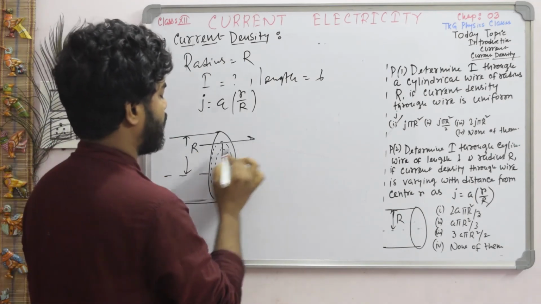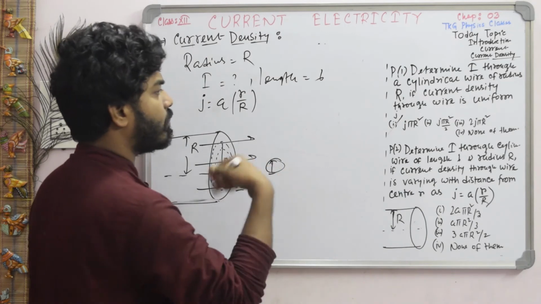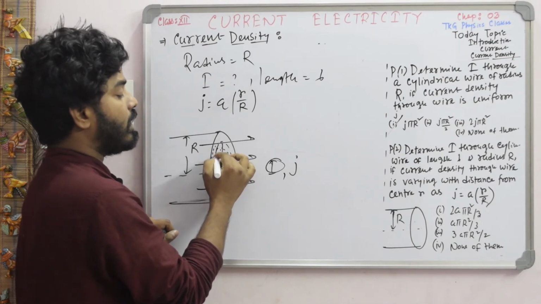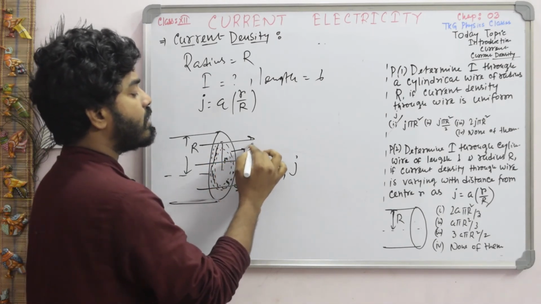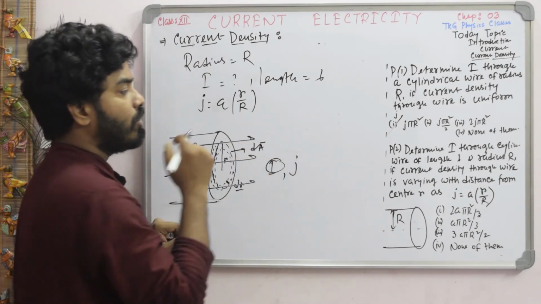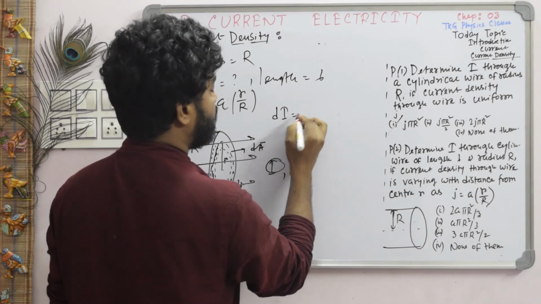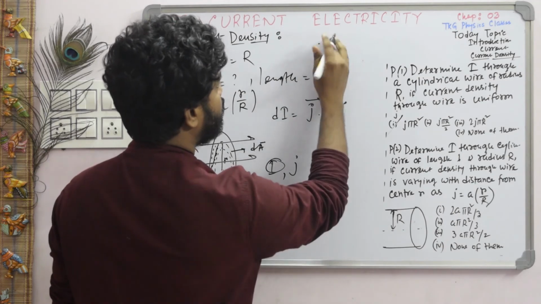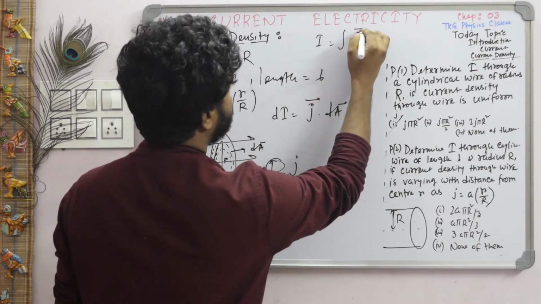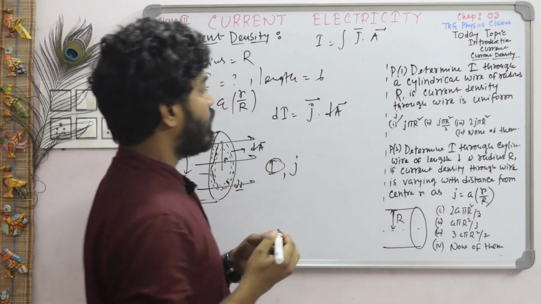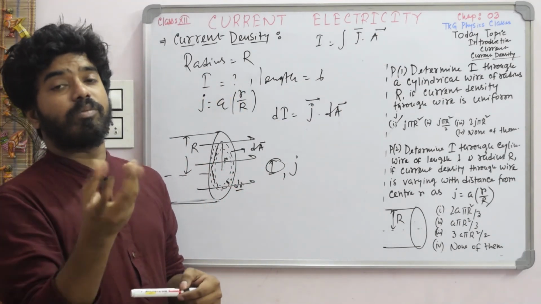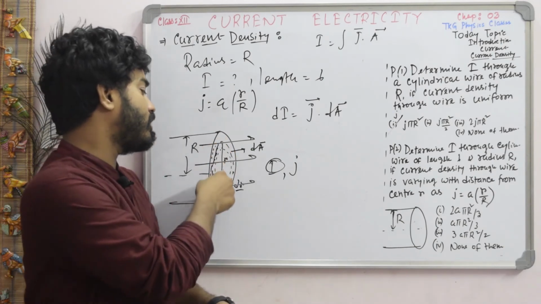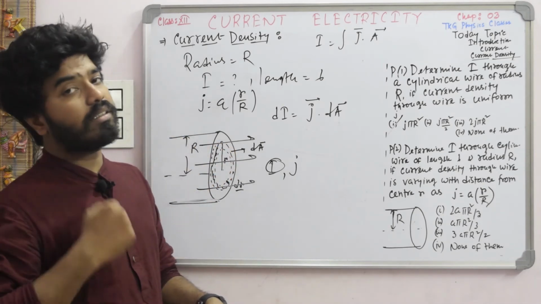Now, what is the direction of current? Current is directed along this side. So the direction of current, that means the direction of J, is along this side. And what is the direction of dA? This area of cross section is dA, and dA is directed the same, outward. So the amount of current is J dot dA vector. You know the formula, current I is equal to integration J dot dA. First of all, you have to find out the amount of current for a small area of cross section. So for that, we consider this ring of radius r and thickness dr.